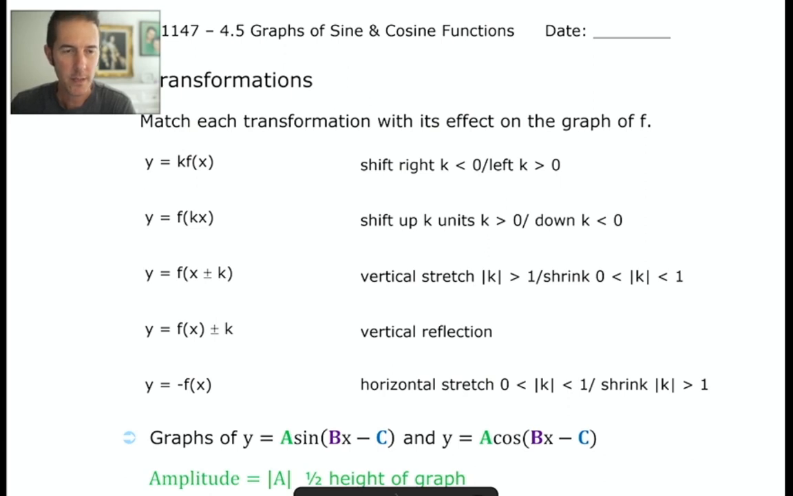So this matching game, in the left-hand column, we've got some transformations. The first one has a multiple of k outside of our function. And that's going to cause either a vertical stretch or shrink. If the k value is greater than 1 or less than -1, it's going to cause a stretch. If the k value is between 0 and 1, or between -1 and 0, and I hesitate a little bit to mention the negatives, it's going to cause a vertical shrink. So those make sense, right? You put a big number out there and it's going to make the thing taller, in the upward and downward directions.